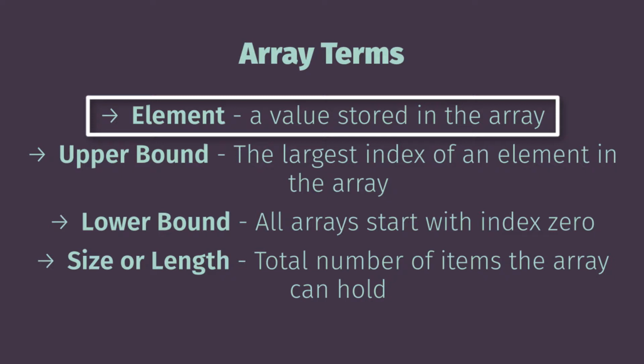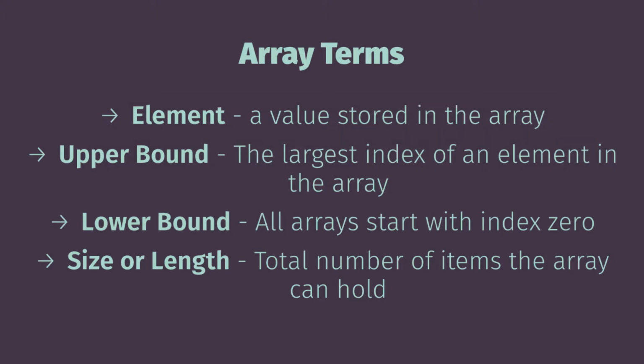So in my to-do list, I had the item mow lawn. So one of the elements in my to-do list is the string that has the characters in it that spell out the words mow lawn. Any item in our list, we will call an element. A thing stored in our list is going to be an element, a single item.